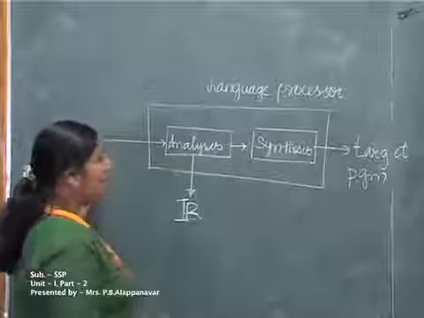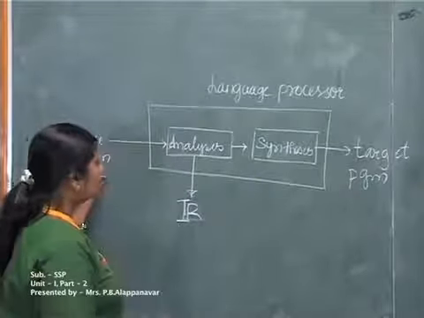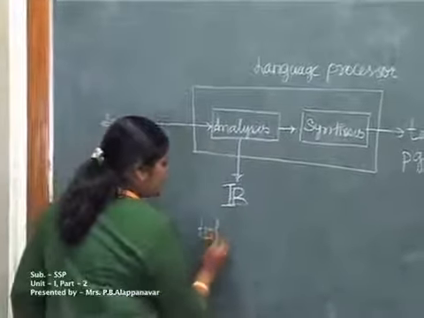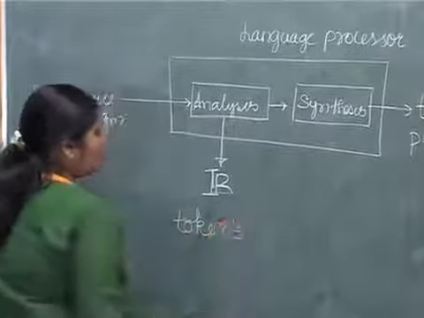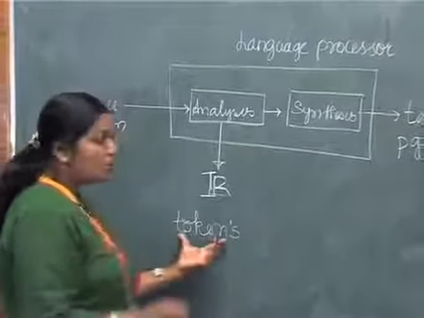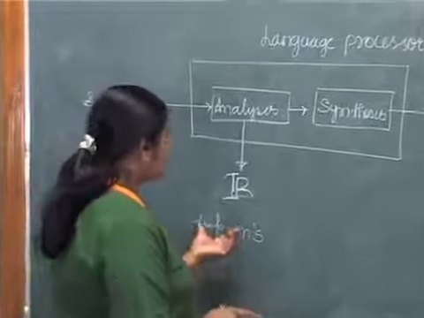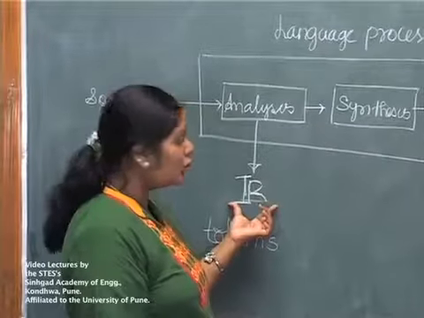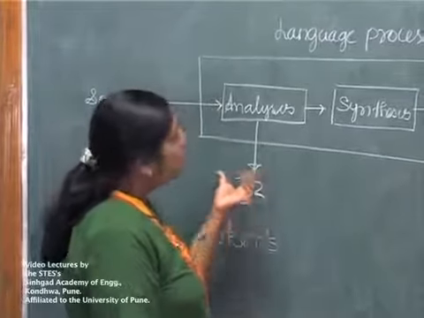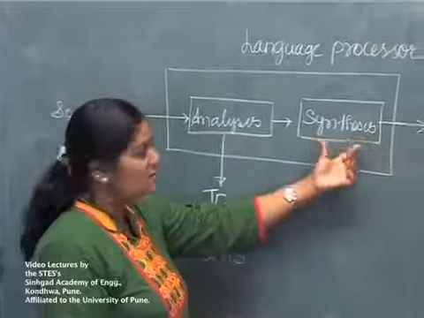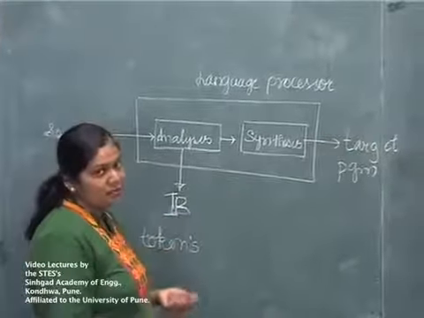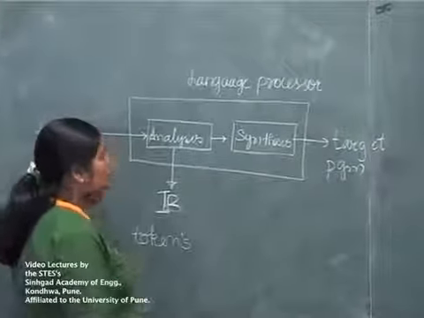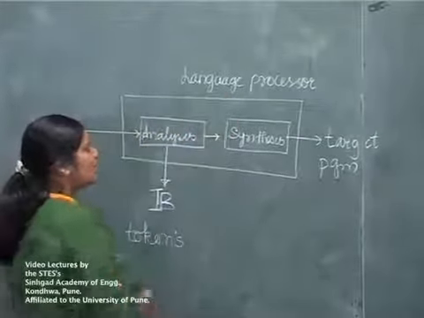Whenever a source program is given to a language processor, it first goes through the analysis phase, where it creates tokens. That is, it breaks the source program into pieces called tokens, and then an intermediate representation, or intermediate code, is created, following which you get the synthesis phase. In the synthesis phase you generate the equivalent machine language required for the source program. So any language processor has two phases.